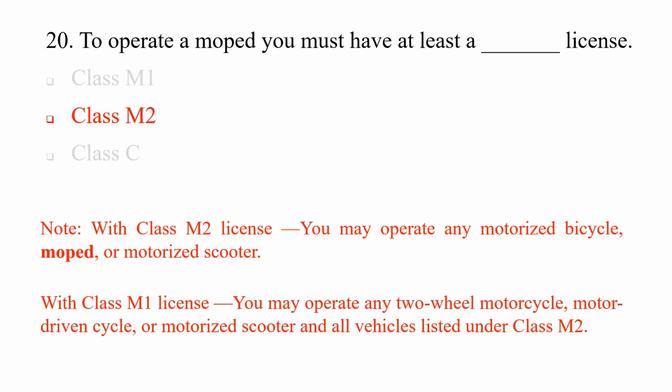The answer is option number 2. Class M2. Note: with Class M2 license, you may operate any motorized bicycle, moped or motorized scooter. With Class M1 license, you may operate any two-wheel motorcycle, motor-driven cycle or motorized scooter and all vehicles listed under Class M2.